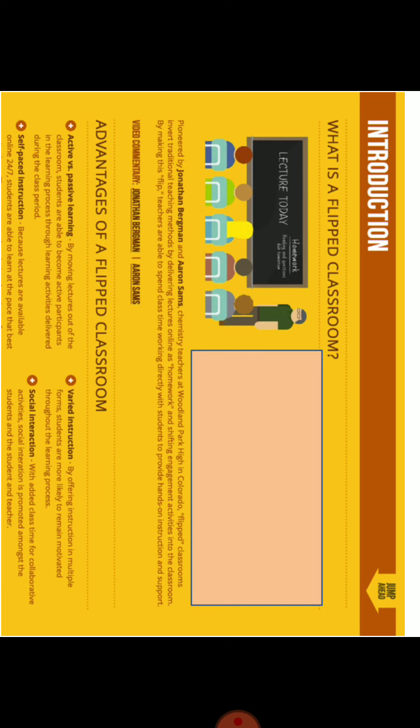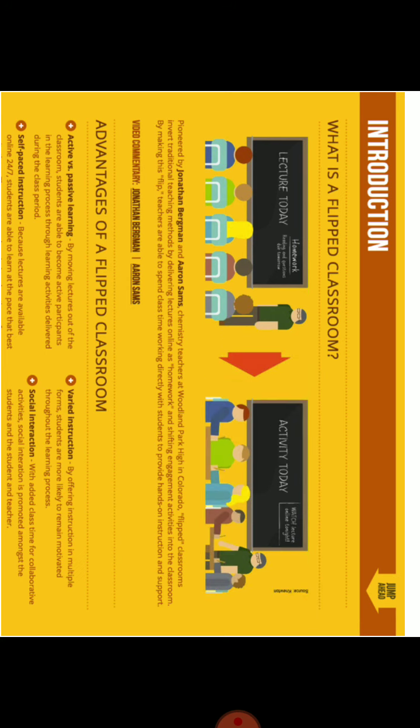So what is a flipped classroom? Traditionally we say there is a lecture today. The teacher is standing towards the board, the rest of the students are sitting in the audience. But now here, activity today. The teacher is in between, all students are surrounding him, they are trying to clarify their thoughts.